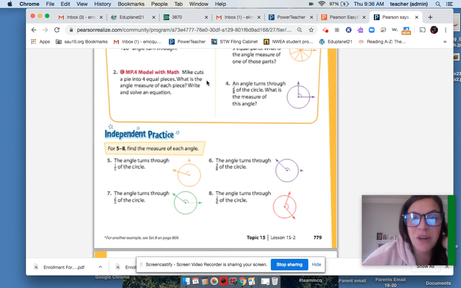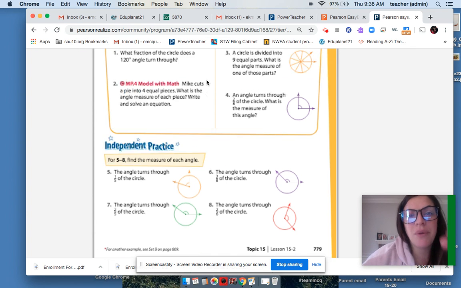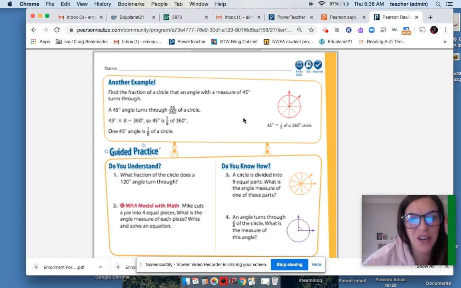So you could always watch that visual learning again, but remember what we talked about here. It's really important that you understand that the whole circle is always 360 degrees, and 1/4 of it is 90, and 1/8 of it is 45. Those are degrees. That's the unit you're measuring angles by.